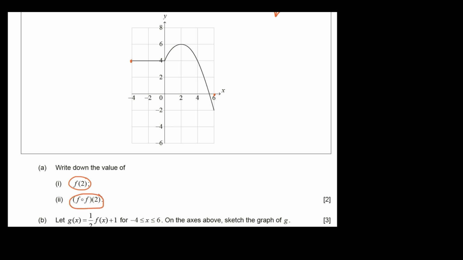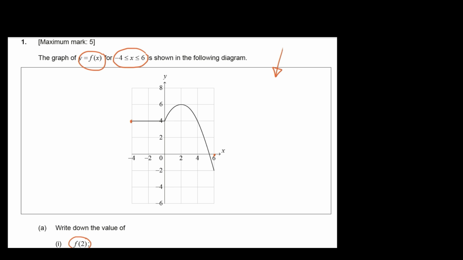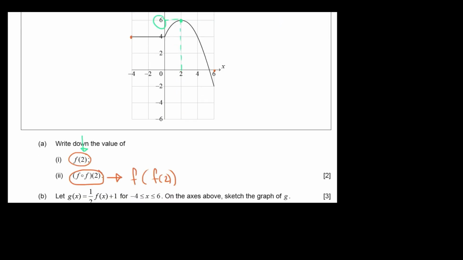By the way, I'm just going to make a note real quick here. This is the equivalent of saying f(f(2)). With that said, let's start. Question A, f(2). Find it on the graph. You know that 2 stands for the x, and f(2) stands for the y value corresponding to that. I go on my graph, and it seems to be corresponding to 6. So the answer will be 6.